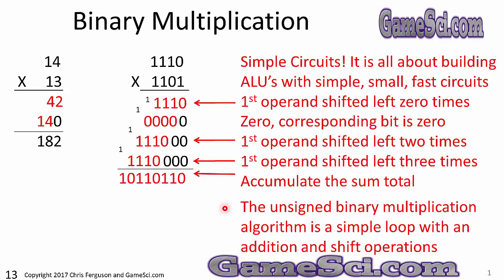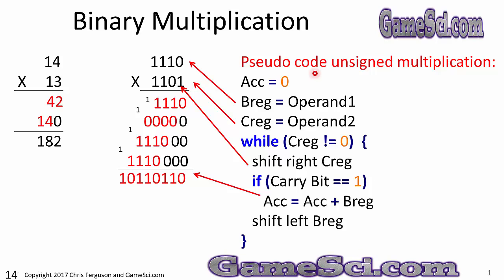I then accumulate the sum total. The unsigned binary multiplication algorithm is a simple loop with an addition and shift operations. Shift, shift, shift, shift. Sum them all up with addition and you get a result. Here's some pseudocode for unsigned multiplication.